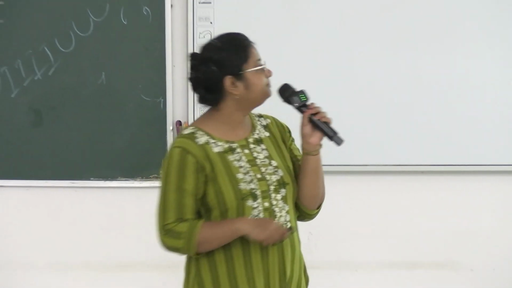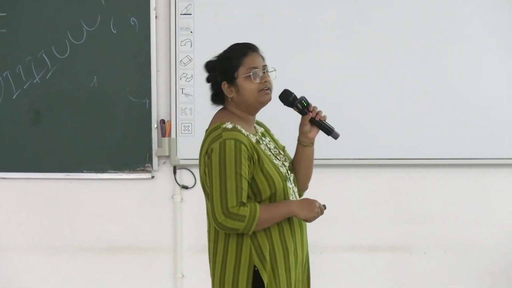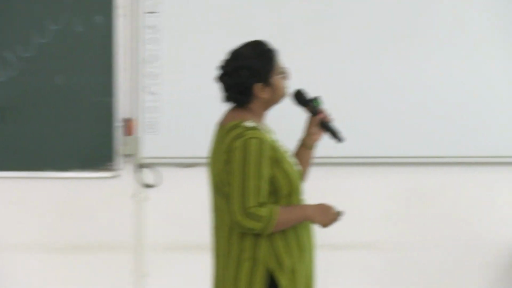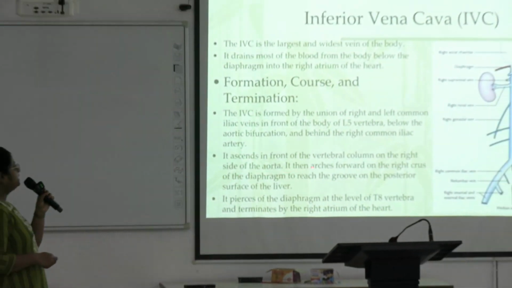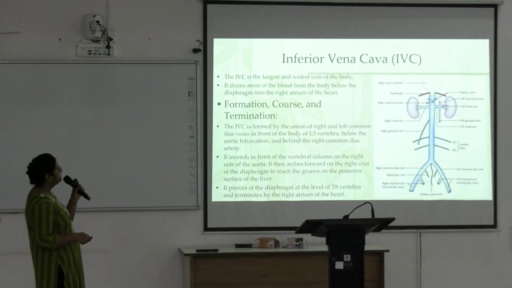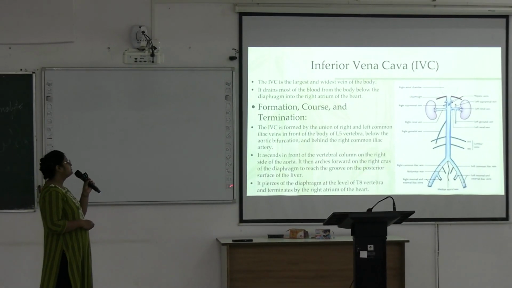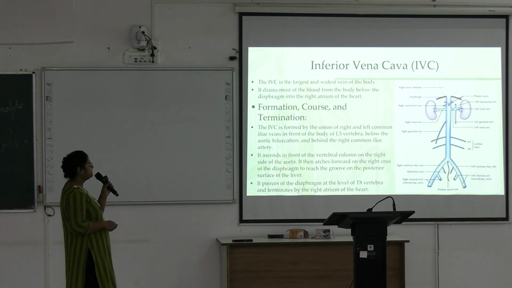This vertebral level is important for formation of inferior vena cava. Below the aortic bifurcation and behind the right common iliac artery, it ascends in front of the vertebral column on the right side of the aorta, and it then arches forward on the right crus of the diaphragm to reach the groove on the posterior surface of the liver.